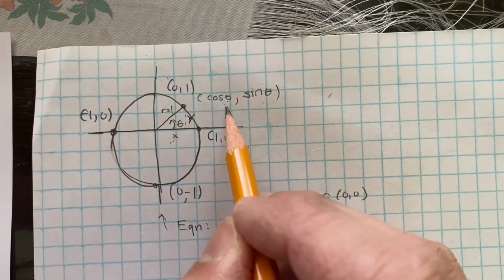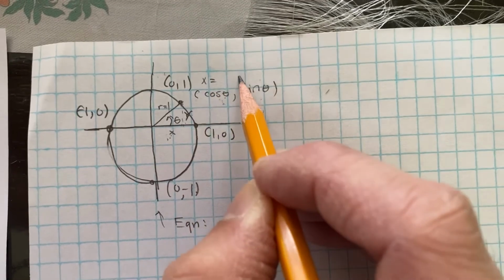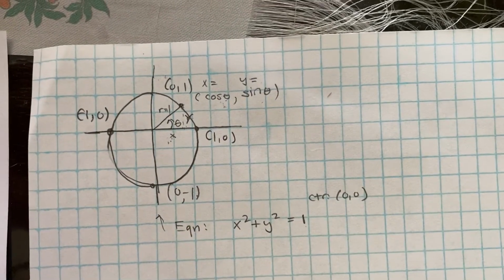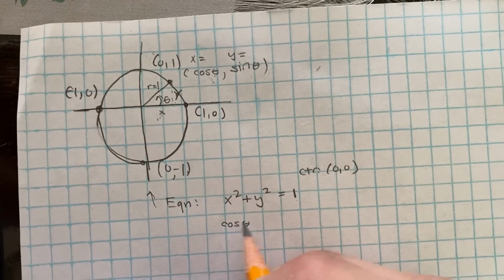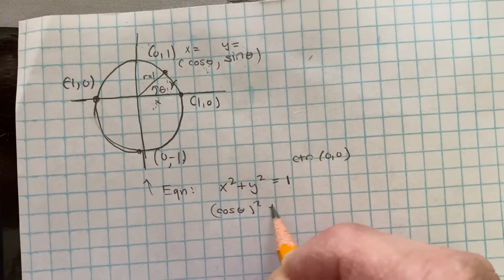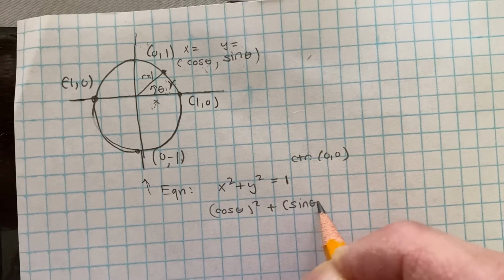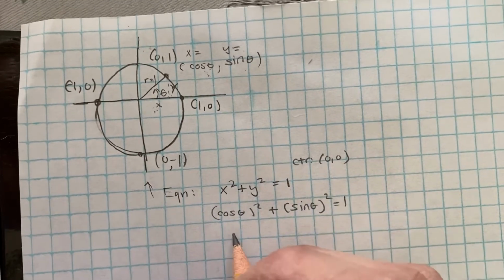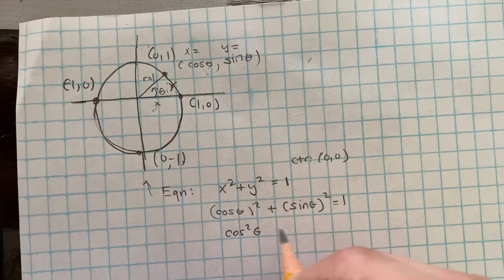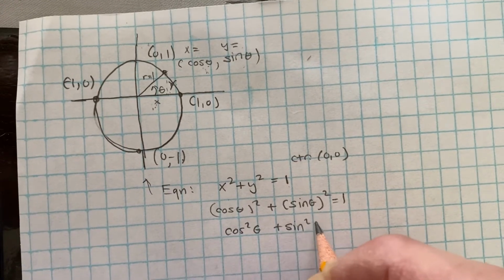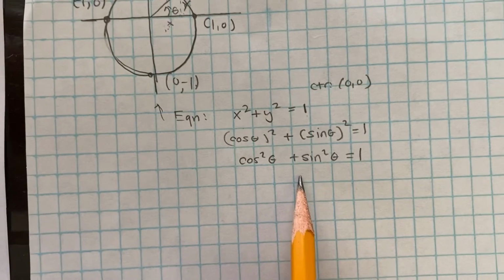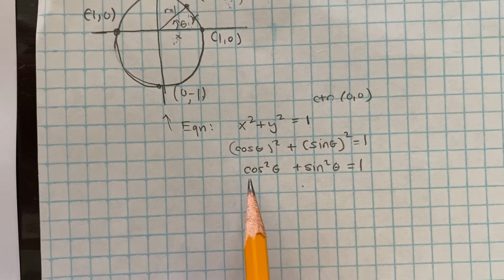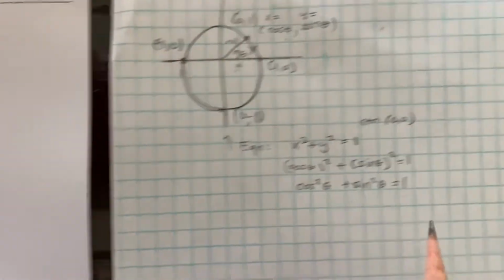Well, if x is equal to cosine theta and y is equal to sine theta, I'm going to substitute. Cosine theta, quantity squared, plus sine theta, quantity squared, will just give you this. Okay, so the first Pythagorean identity is cosine squared plus sine squared is equal to 1.